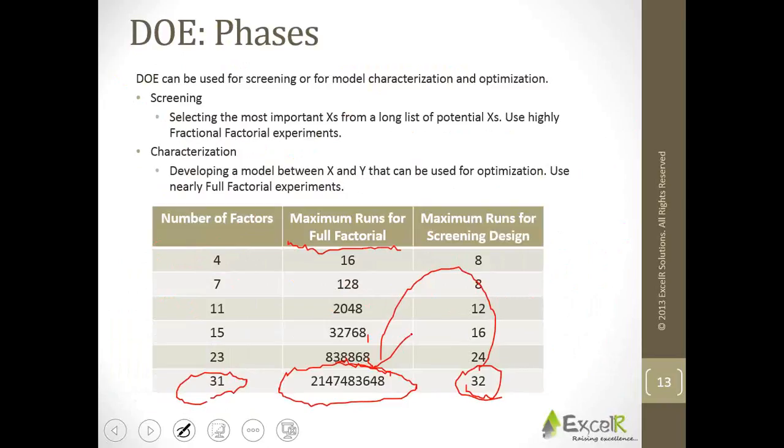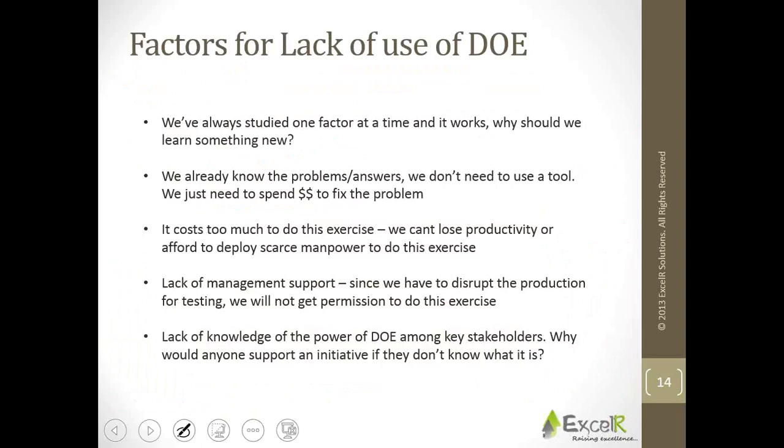There is a huge difference in running 32 experiments versus running all the experiments. 214 crores, 74 lakhs, 83,648 runs is what you require. 200 odd crores of experiments you have to perform. Is it possible? It would be very, very cumbersome, right? So hence you resort to this maximum runs for screening the design concept.